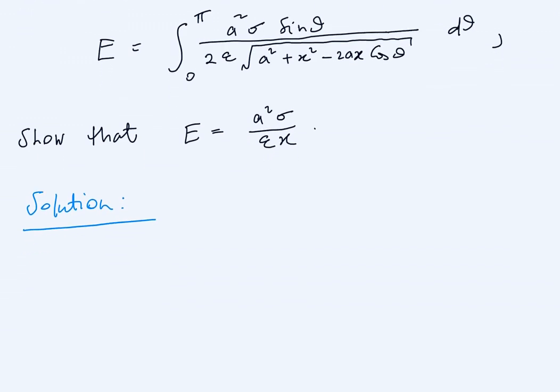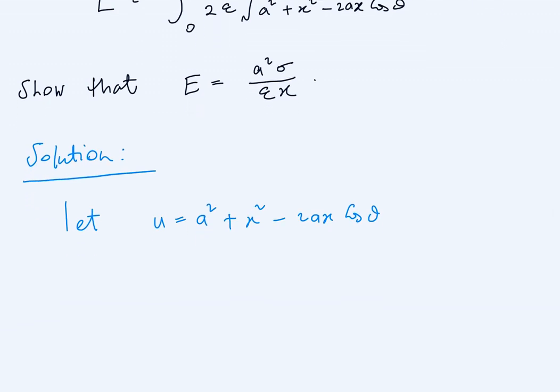Now we are going to solve this using the algebraic substitution method. So over here, we basically let u be equal to what's under the square root sign. So we let u be equal to a squared plus x squared minus 2ax multiplied by cos theta. Okay, so u is equal to that.